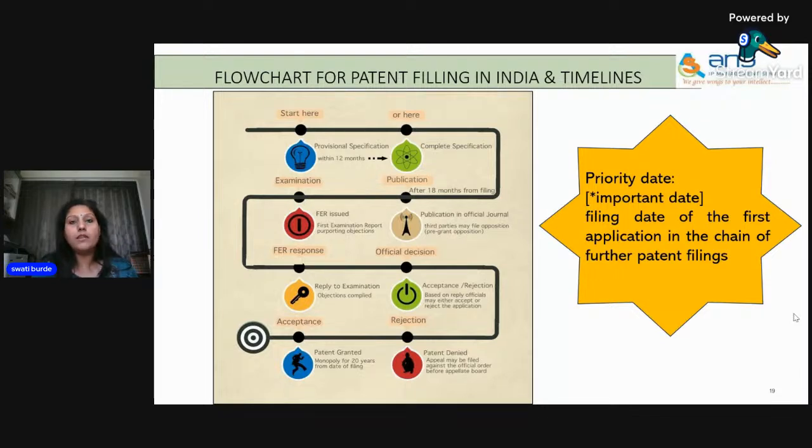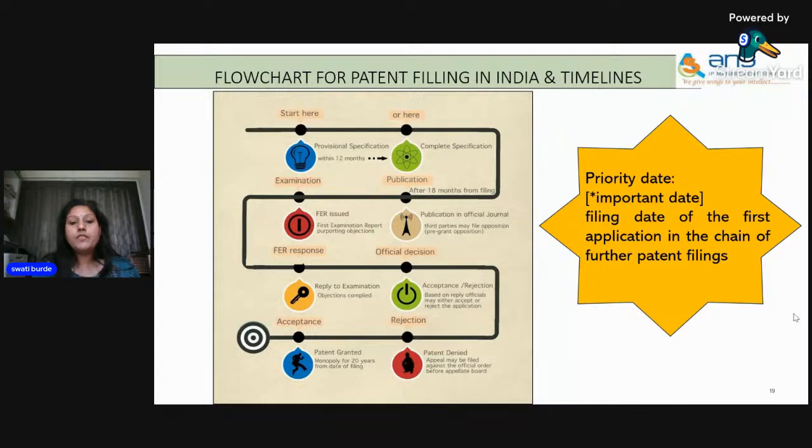It happens only in rare cases. Once it is withdrawn, your patent application will not be published. And the request for withdrawal should be filed before publication. Once it is published, you cannot go for withdrawal of your patent application.